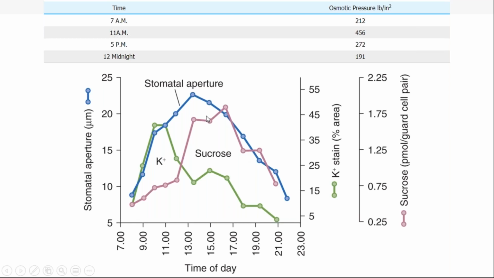Your sugar levels are decreasing along with your aperture, and then by midnight, you're back to a sort of normal pressure. And that's how it works. And it's stimulated by the sun coming up and activating the chloroplast, producing energy to allow the plant to pump in the potassium, which is followed by water, which maintains that opening, and the water keeps it open, and it runs through the day. So what happens when it gets cloudy?